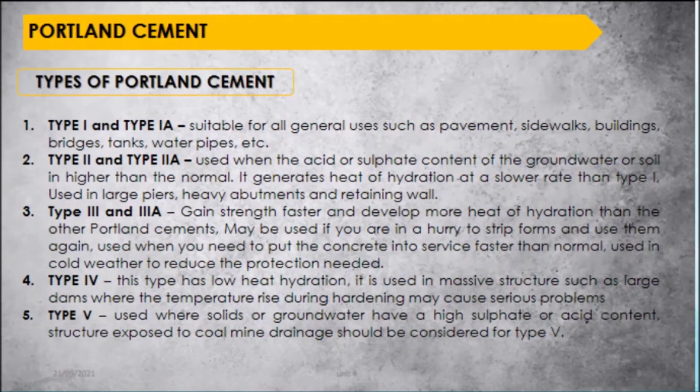For type 4, this type has low heat of hydration. It is used in massive construction or structures such as large dams where the temperature rise during hardening may cause serious problems. And lastly, for type 5, these are used where soils or groundwater have a high sulfate or acid content. So when the structure is for coal mine drainage, type 5 Portland cement is best to utilize.